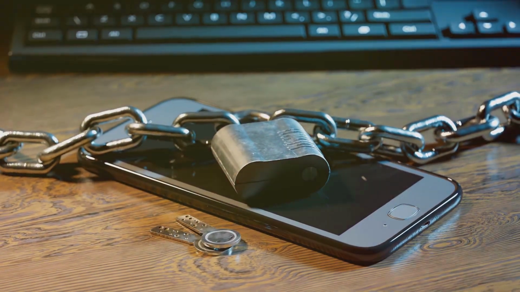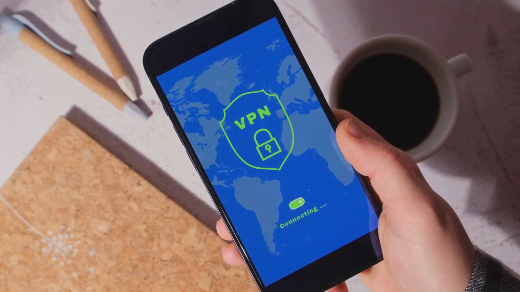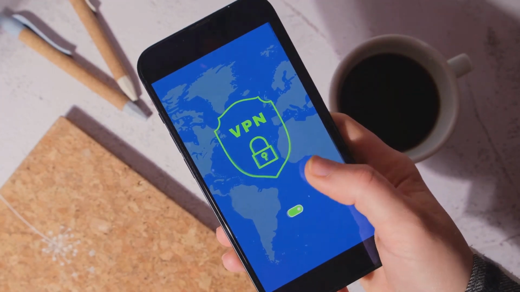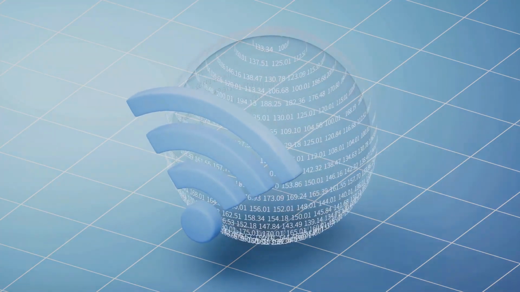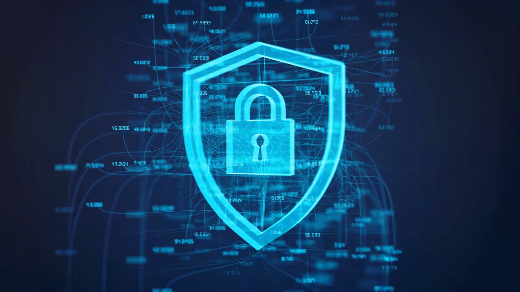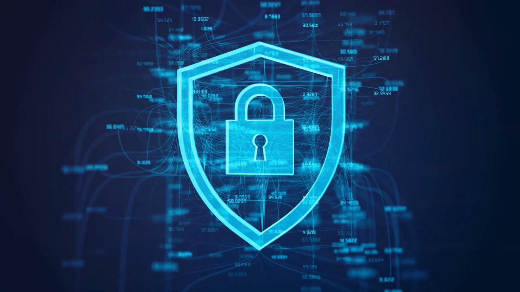Now you might be wondering, what's the difference between WPA and WPA2? Well, simply put, WPA2 is the newer and more secure of the two. While WPA was a great step forward in wireless security, it had its vulnerabilities. WPA2 was developed to address these weaknesses and provides even stronger encryption and authentication mechanisms.